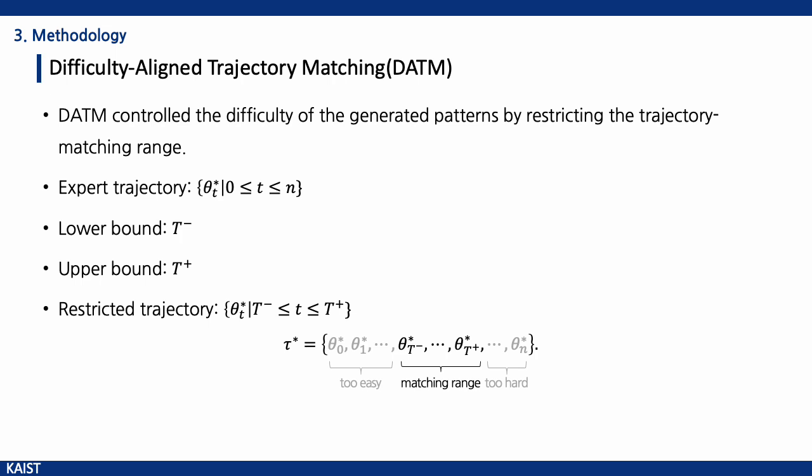To easy, where t is from 0 to t-. These represent the early training stages, which focus on very basic, easy patterns. Matching range, where t is from t- to t+. This is the range selected for trajectory matching, balancing easy and hard patterns based on the dataset's needs. To hard, where t is from t+ to n. These represent the later stages of training, where the patterns become increasingly complex and harder to learn. This restriction allows the DATM to effectively calibrate the difficulty of patterns, making the distillation process more adaptive to the dataset's requirements.